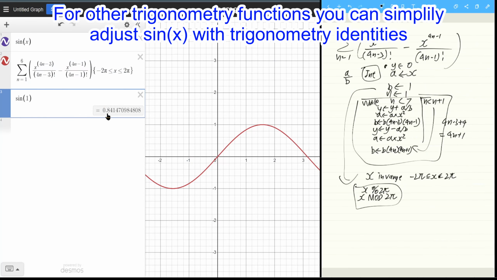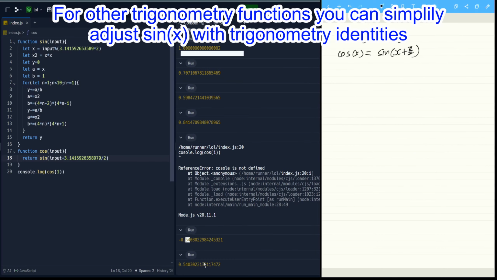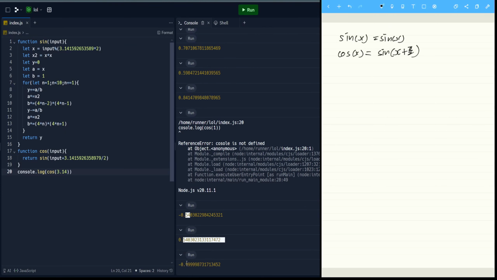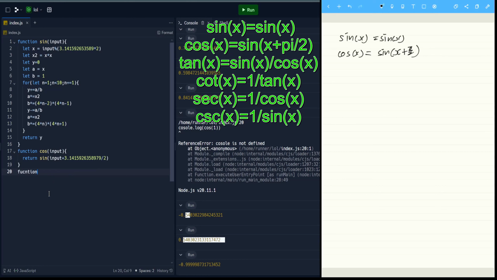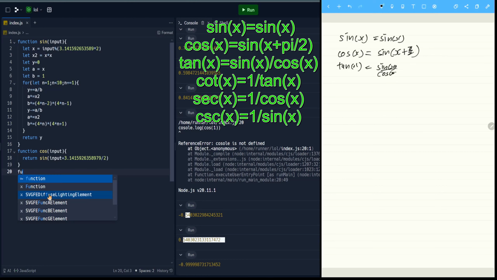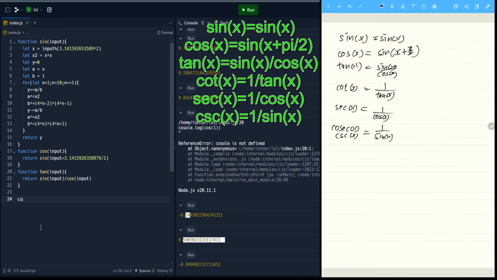If you wonder how I do the other trigonometry functions, you can simply adjust the sine function with trigonometry identities, like cosine x equals sine x plus pi over 2, tangent x is sine x over cosine x, cotangent x is 1 over tangent x, secant is 1 over cosine, and cosecant x is 1 over sine x.